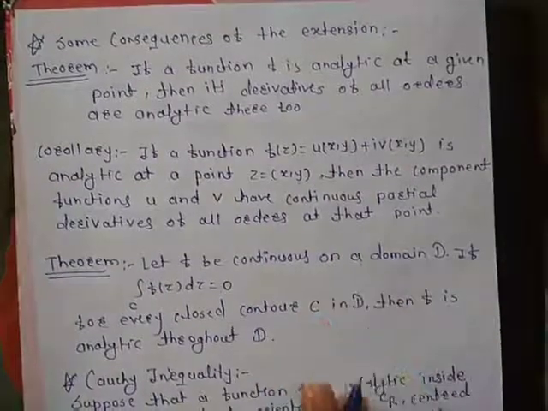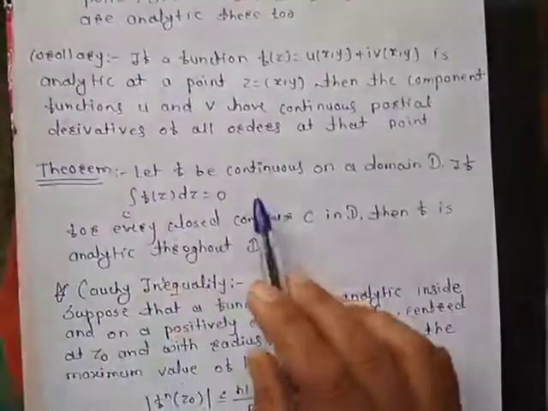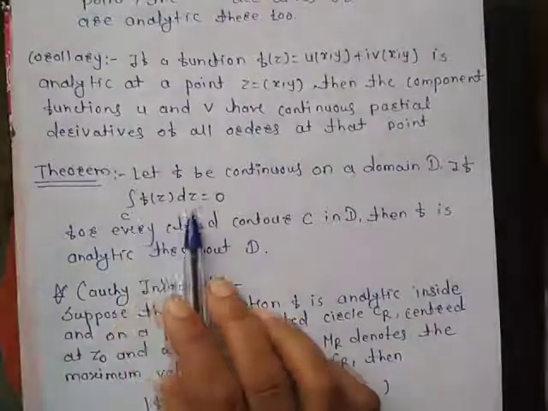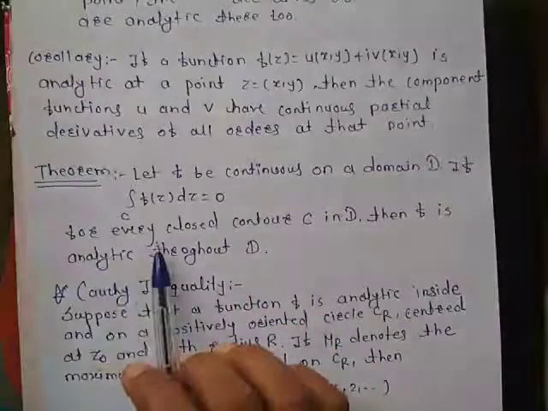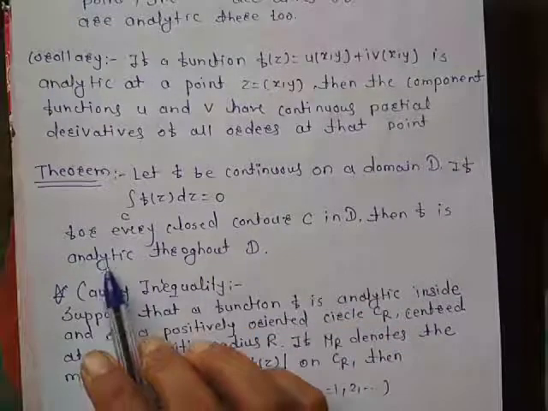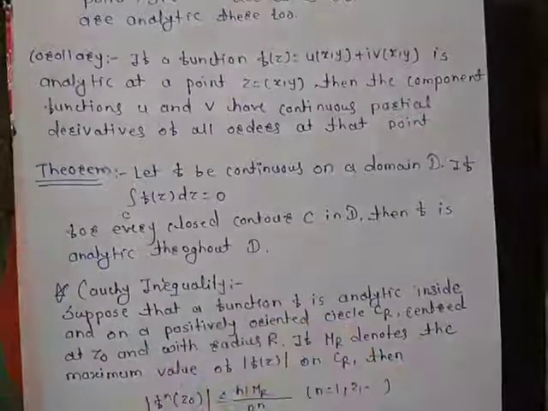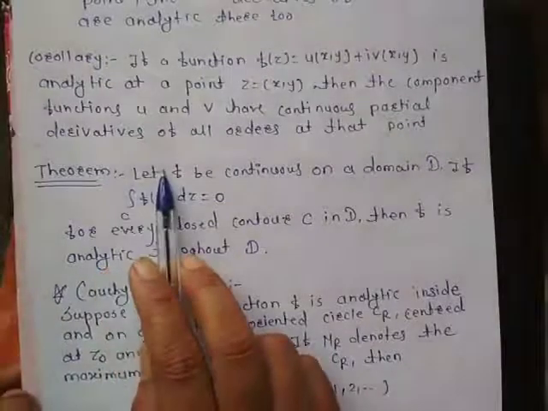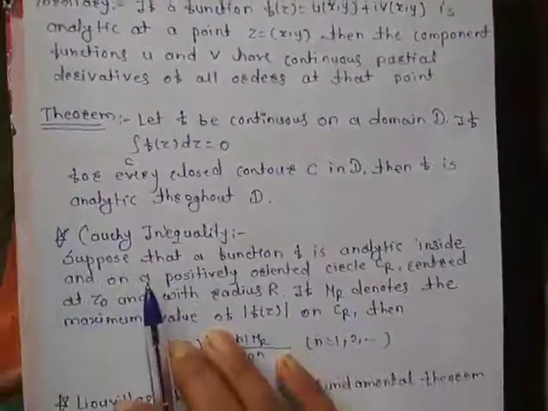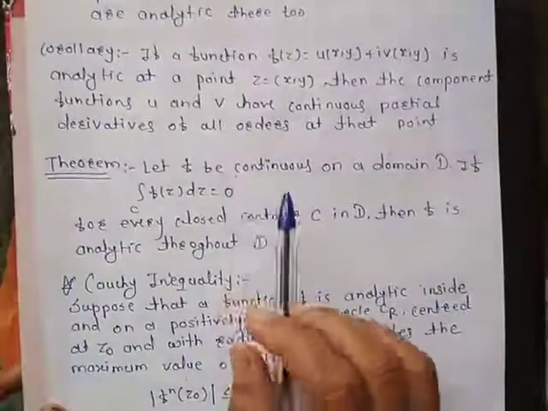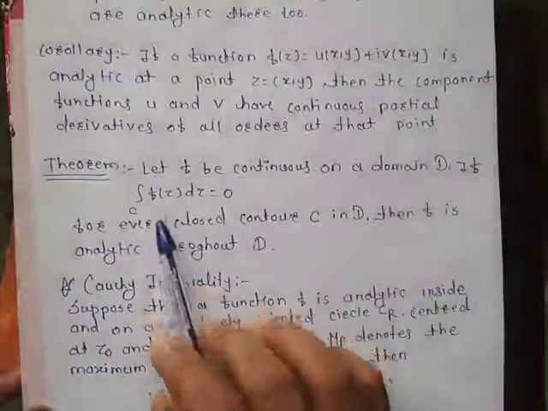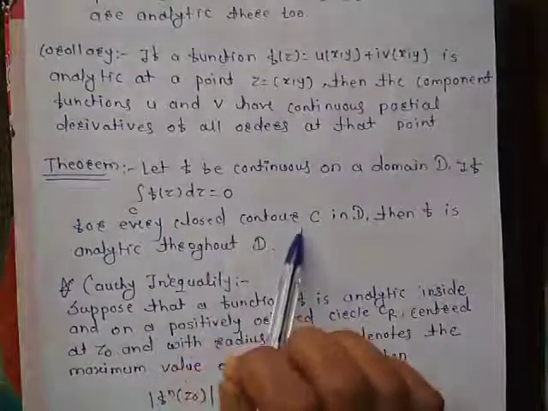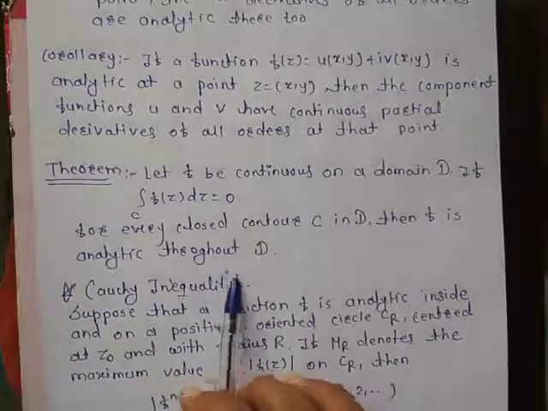The next theorem is: let f be continuous on a domain D. If the integral over C of f of z dz equals 0 for every closed contour C in D, then f is analytic throughout D. This theorem is Morera's theorem.